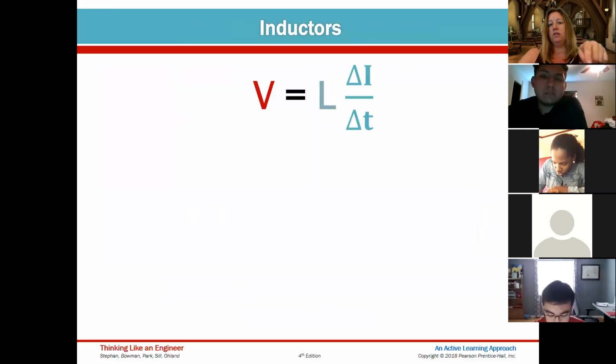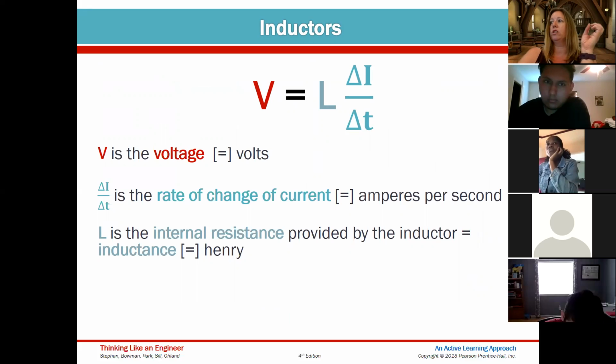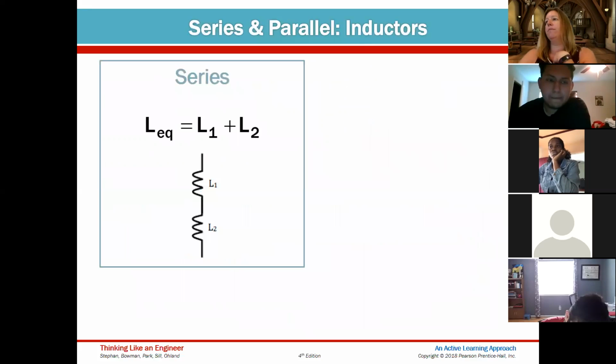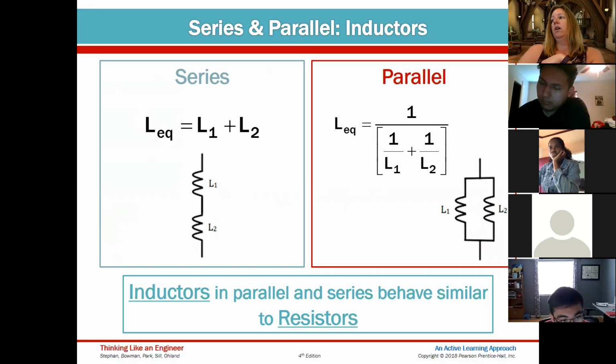Talking about inductors, we have V for voltage, and then the rate of change of current, so that's current per second, amps per second. And L is the inductance of our inductor, which is measured in henries, where a henry is a volt-second per amp. Again, this is very similar to our resistors. Our series and parallel look just like our resistors and behave similar to resistors.